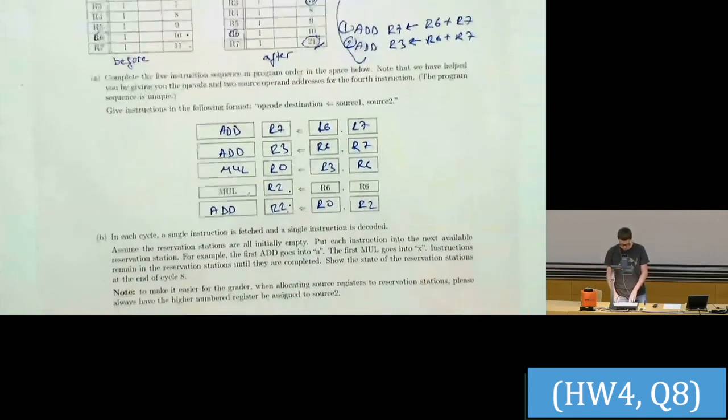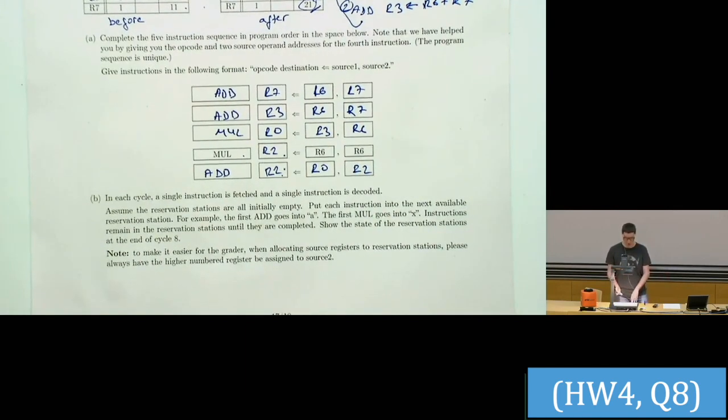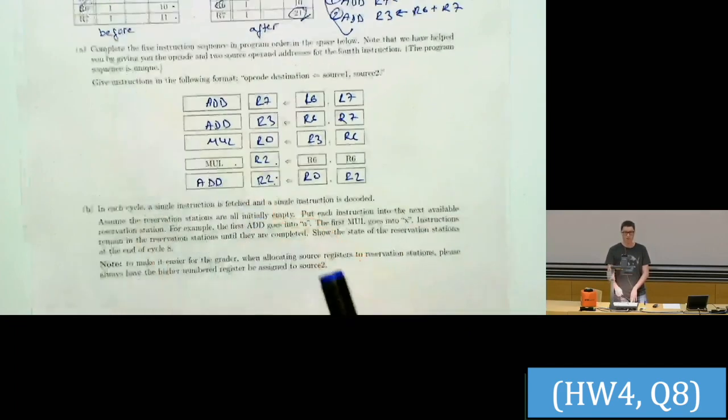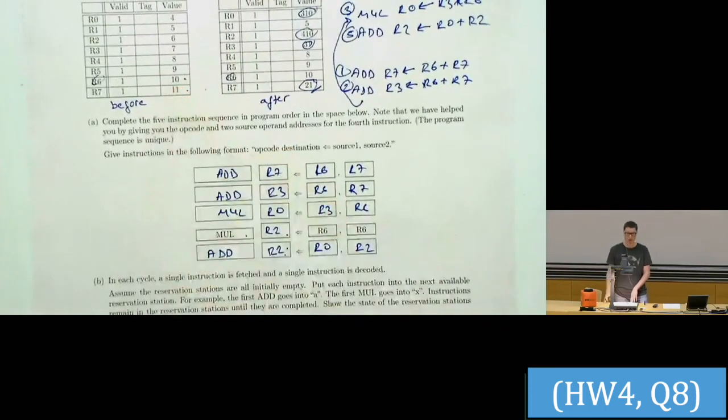So in the next part, actually, I'll solve B and C together because they are sort of related. Basically, in parts B and C, we have to execute Tomasulo's algorithm with this instruction sequence that we find in part A. So it will be filling the register alias table, which is this here, the register file, and also the reservation stations.